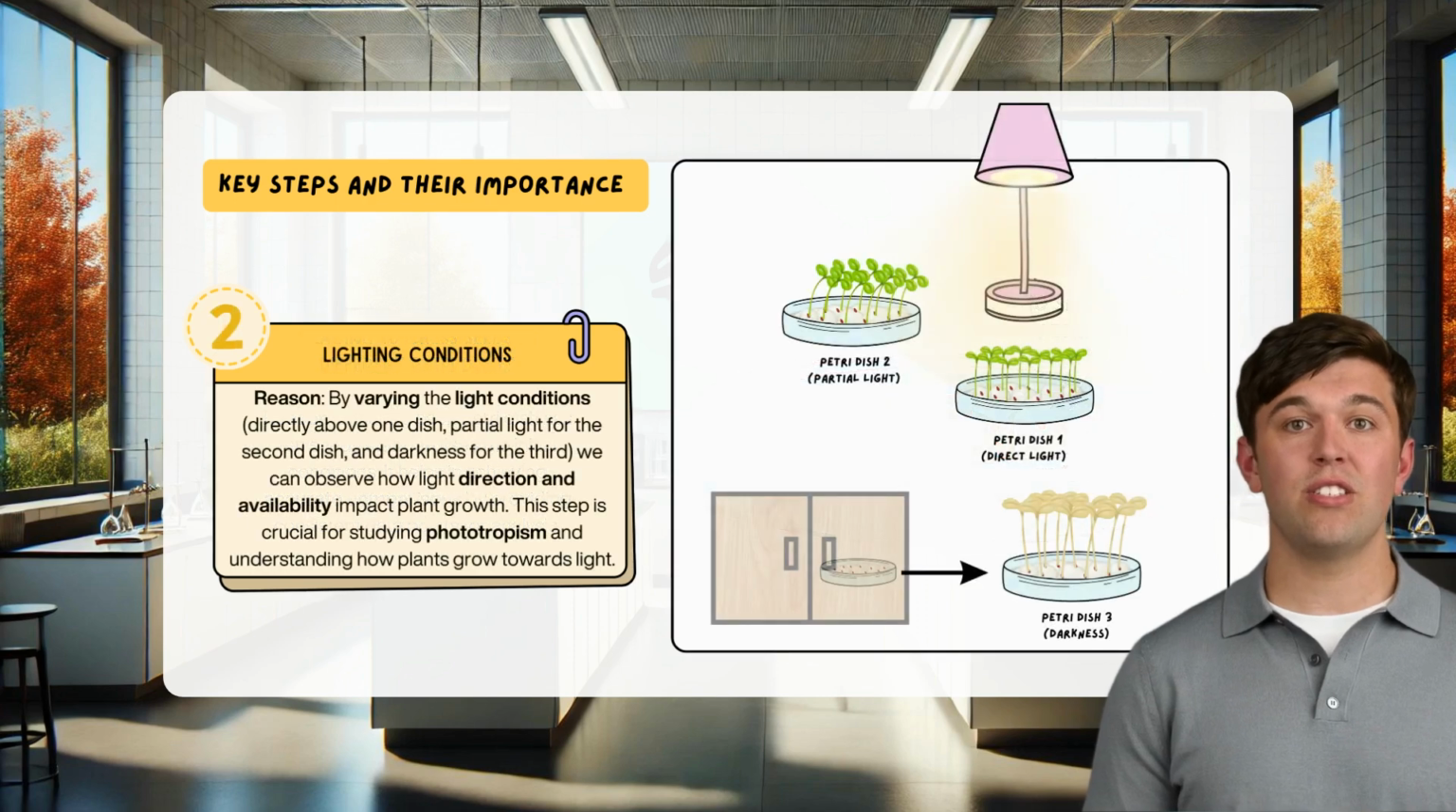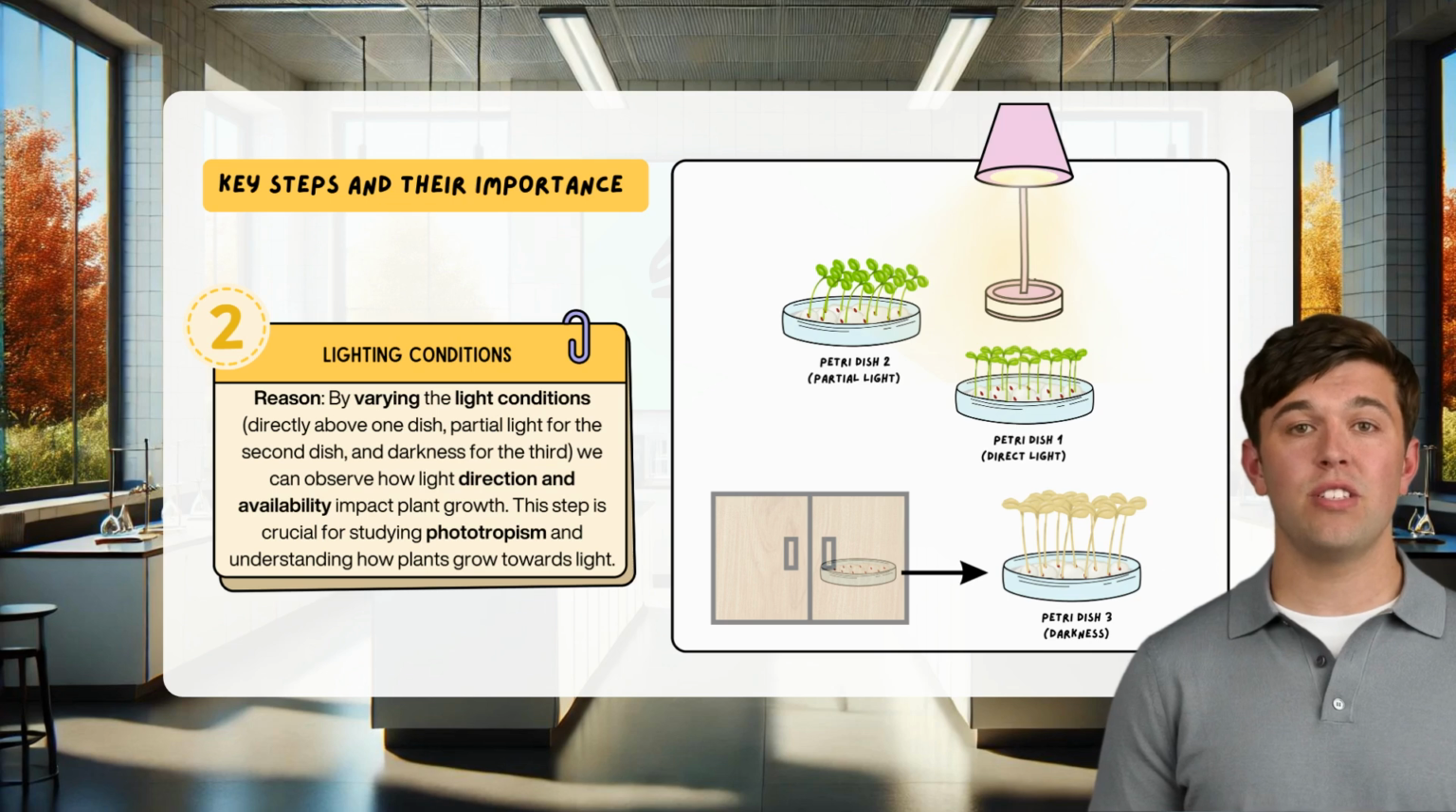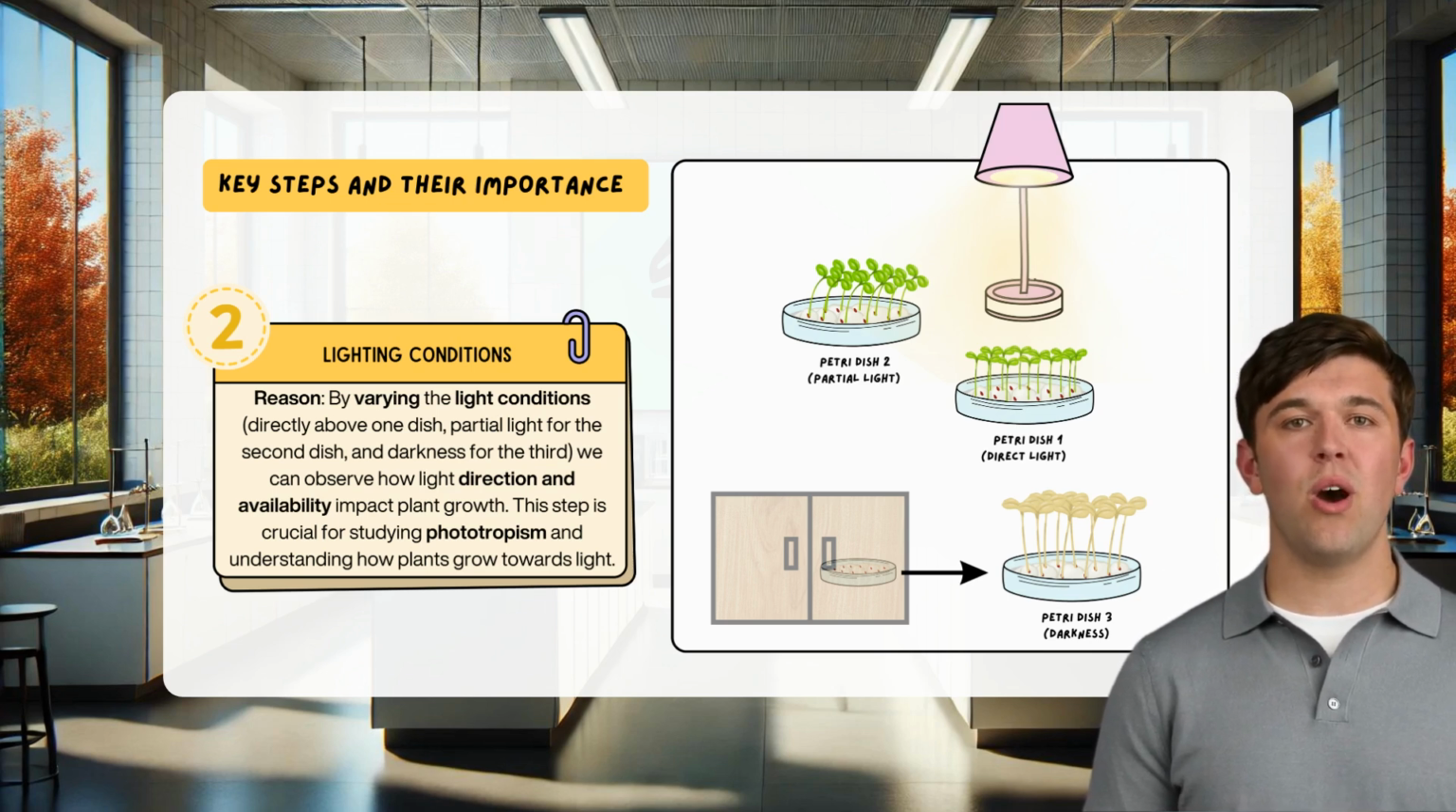Second, let's consider how we control the lighting conditions. By varying the light conditions, directly above one dish, partial light for the second dish, and darkness for the third, we can observe how light direction and availability impact plant growth. This step is crucial for studying phototropism and understanding how plants grow towards light.